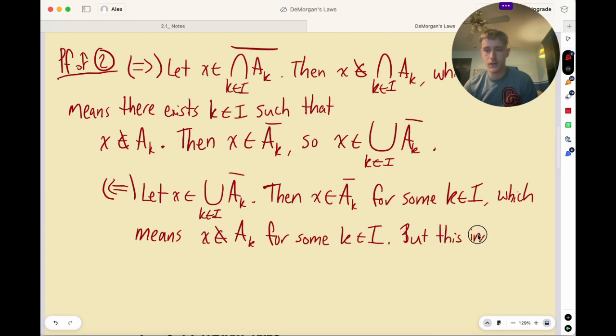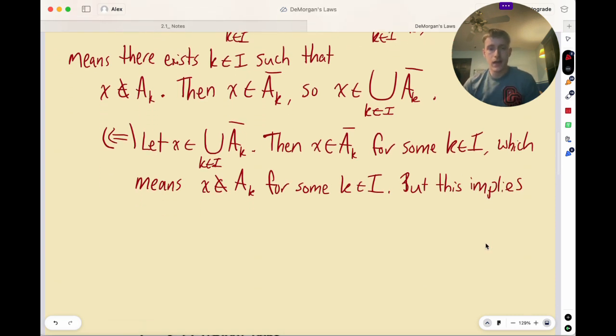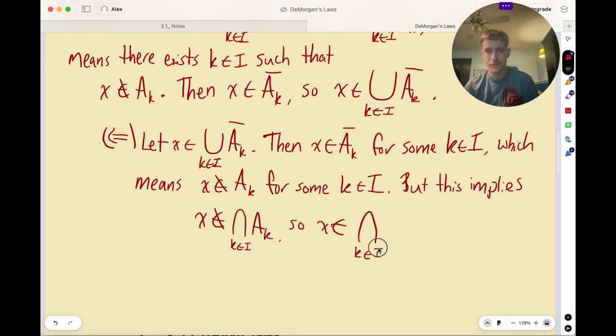But this implies that x is not going to be an element of the intersection of all A sub k's. So we have that if x is not in something, that means it is in the complement. Just put a bar, and then we're done with that part of DeMorgan's laws.